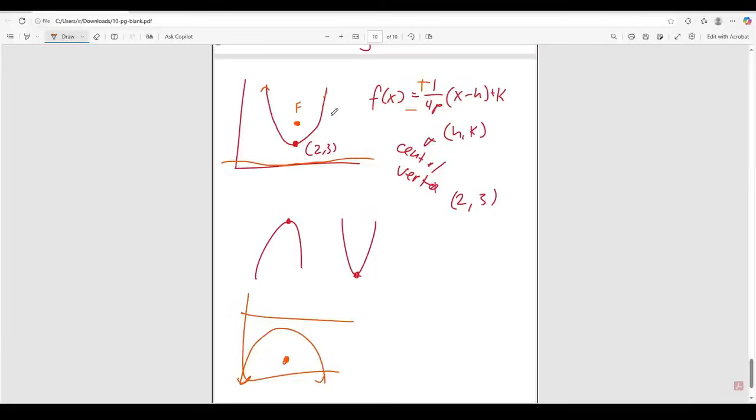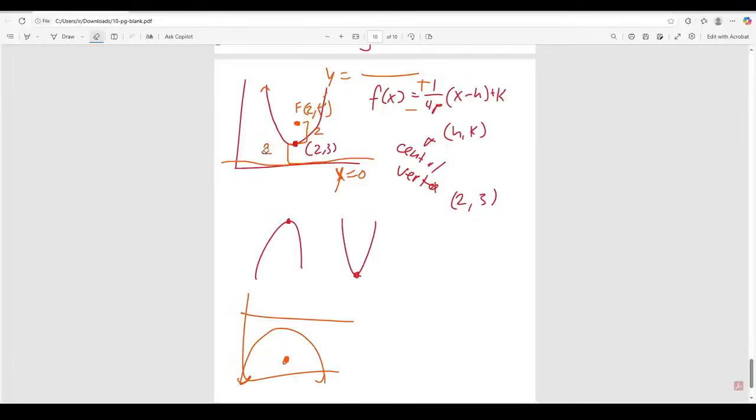Now, let's say that this focus was located at the point 2, 5. Notice how, again, they have the same x values. So the x value of your parabola, or of your vertex, is going to have the same x value as your focus. And let's say that the directrix was y equals 0. Remember that whenever you have y equals, it's a flat line. So the distance between the directrix and the vertex is the same as the distance between the vertex and the focus.